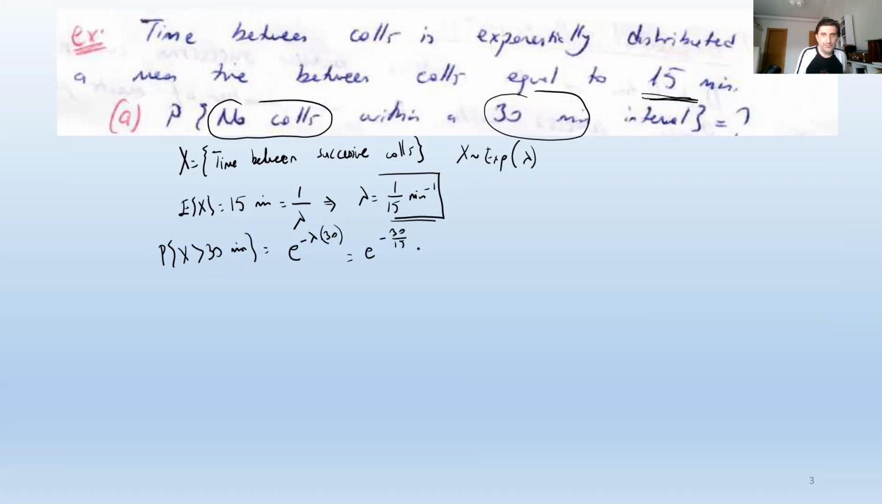So it's going to be equal to 30 over 15, and this is going to be equal to, I guess that is the case. Yes. So here lambda is equal to 1 over 15. So this is the answer.